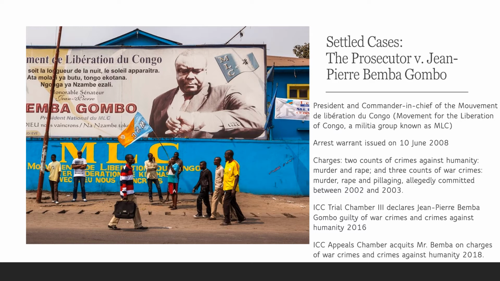The ICC Trial Chamber Number 3 declared Jean-Pierre Bemba guilty of war crimes and crimes against humanity in 2016. However, what makes this a really interesting case is that the ICC Appeals Chamber acquitted Mr. Bemba on charges of war crimes and crimes against humanity in 2018 due to insufficient evidence. The checks and balances of the ICC allowed Bemba to not be prosecuted and serve out the sentence that he was originally charged with. So the oversight of this court, I have come to find out, is quite immaculate, and people do not get convicted of things that they did not do.